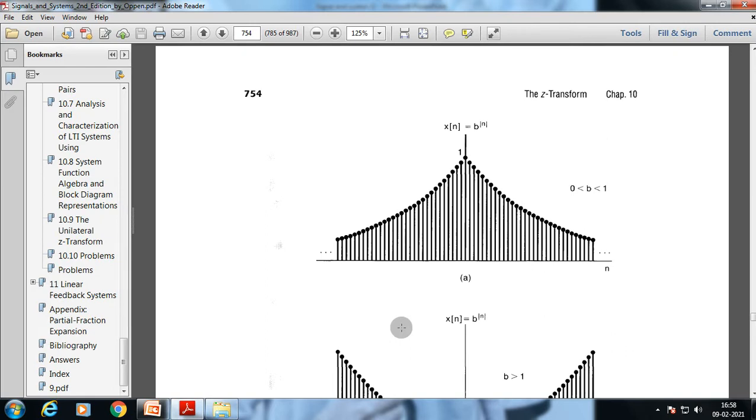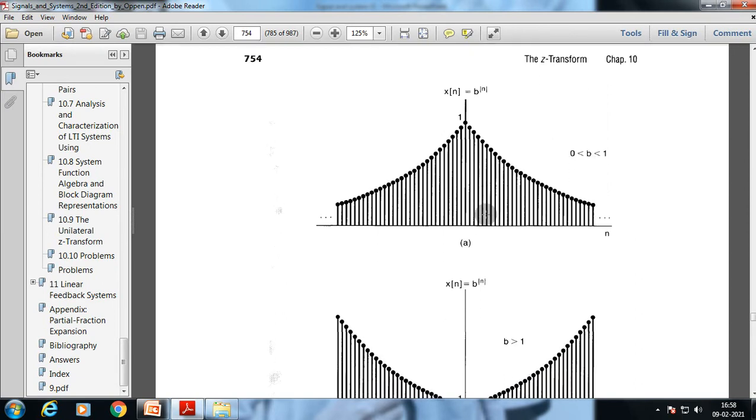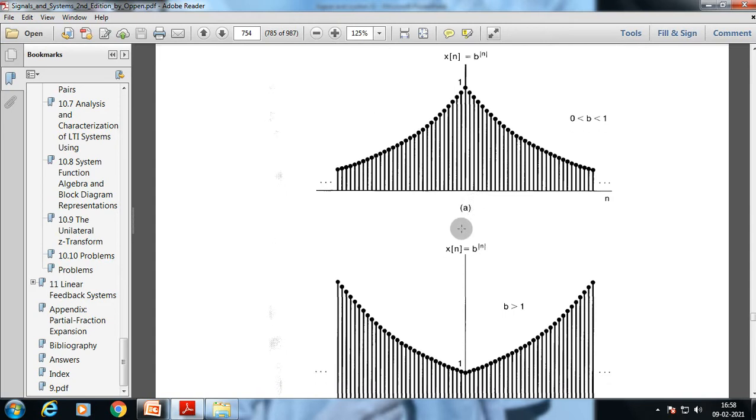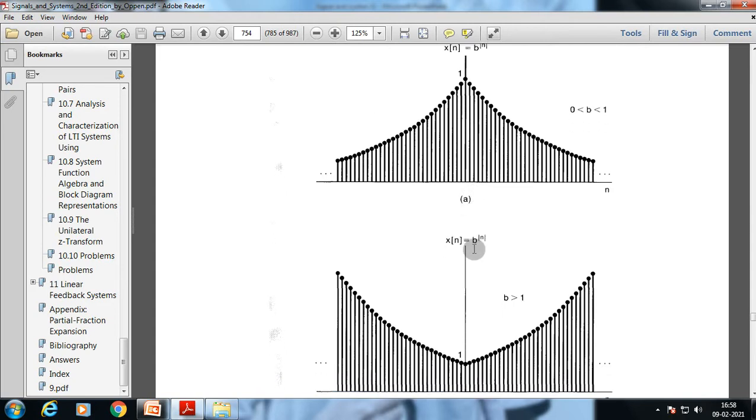x of n is b to the power mod n, with b in between 0 to 1.